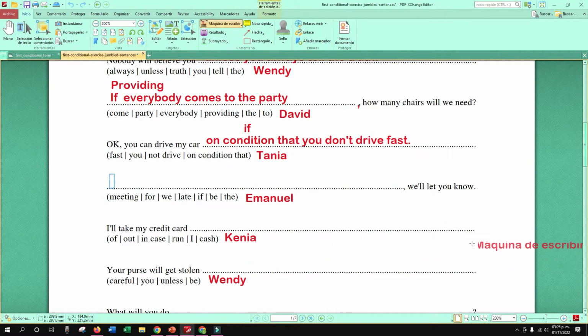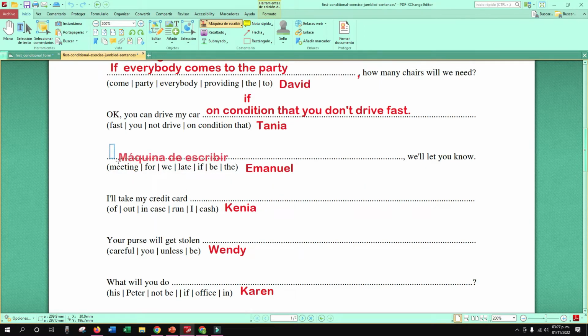What about this one, Emmanuel? If we be late for the meeting. If we, in that case, Emmanuel, if we are late for the meeting, right? There you have the comma there. We'll let you know, right? So first, if we are late for the meeting, we'll let you know. There is the future, right? So here we have the if clause, right? So in this case, if we are late for the meeting, we'll let you know, okay? So, excellent, Emmanuel, thank you. What about this one, Kenya?